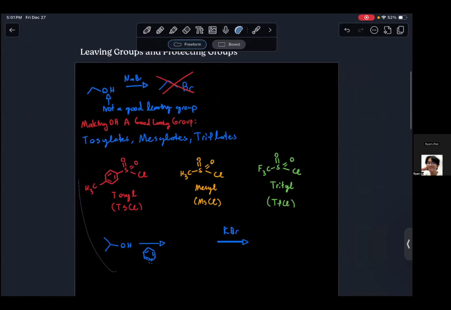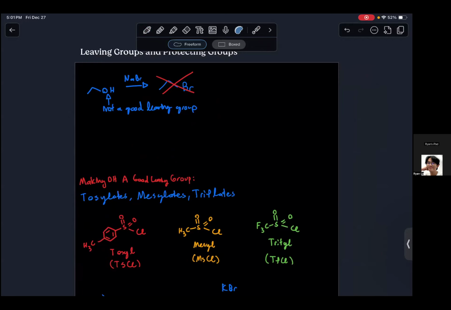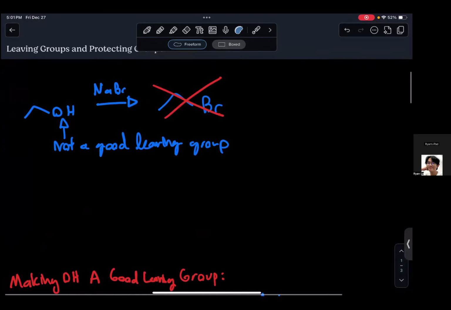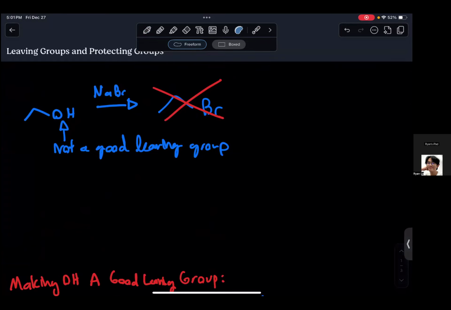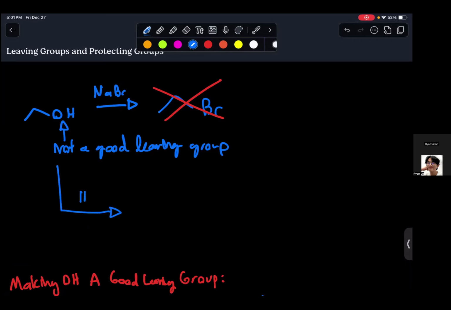Well, you've learned that you can make things a good leaving group by utilizing certain types of reagents. So instead, you might want to use HBr, so that you can have an intermediate where you get this little H2O right here. And then after that, you do the reaction with Br, and then eventually you get this, and you get H2O on the side.